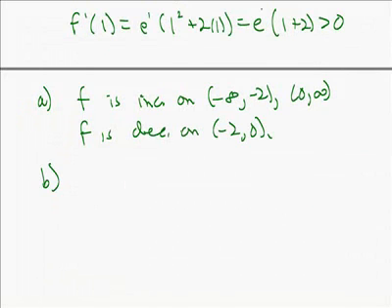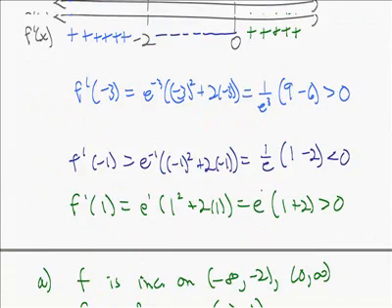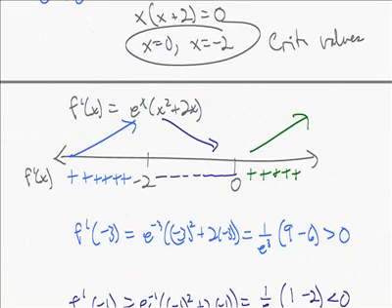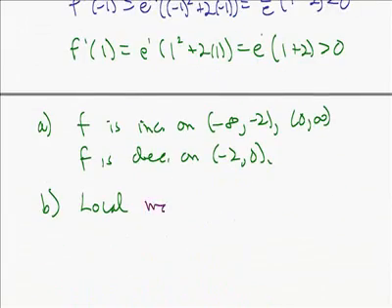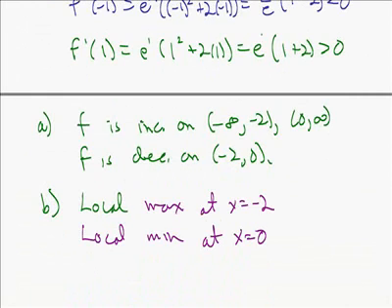We can also then answer part B. We had two critical points, negative 2 and 0, and so we can see that we're going to have a local, let's see, a local what? Well, if you look at our function here, it's going to go increasing, decreasing, increasing. So we're going to have a local max at x equals -2. We're going to have a local min that occurs at x equals 0.